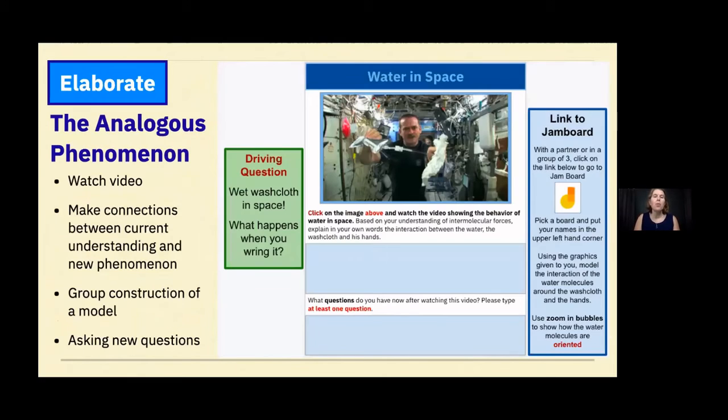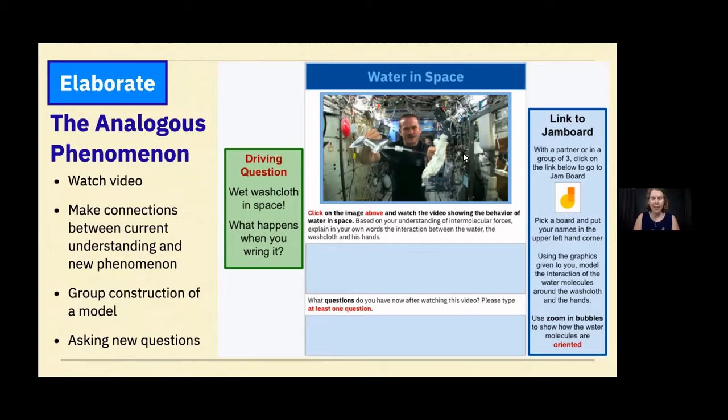So here's an example of an elaborate. This was an analogous phenomenon that we used with our penny and water situation. So here's water in space, right? They watch this video from YouTube about the International Space Station, where we've got the water on the washcloth, and why is it behaving the way it is. The kids would watch that, but you would definitely need to clip that video down and stop at 2 minutes and 35 seconds, because he totally kills the wonder. And I don't want him to kill the wonder.